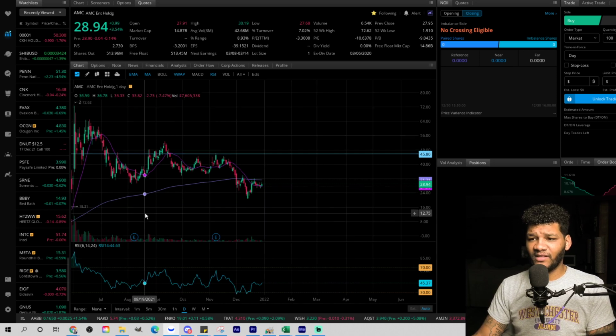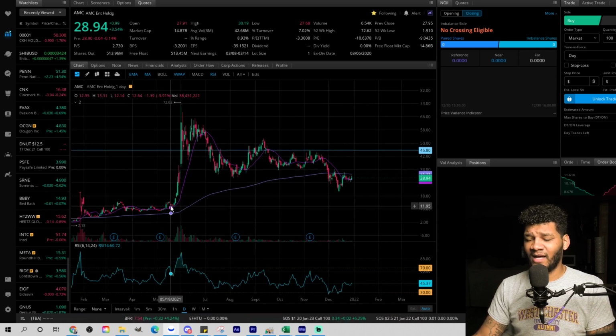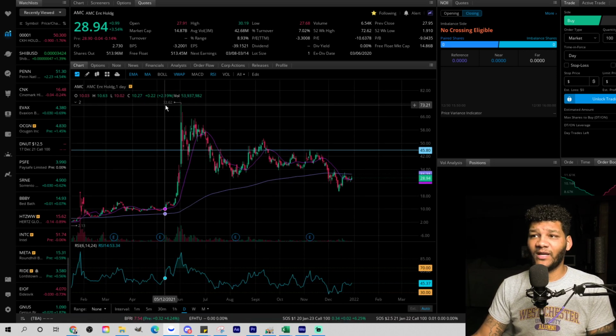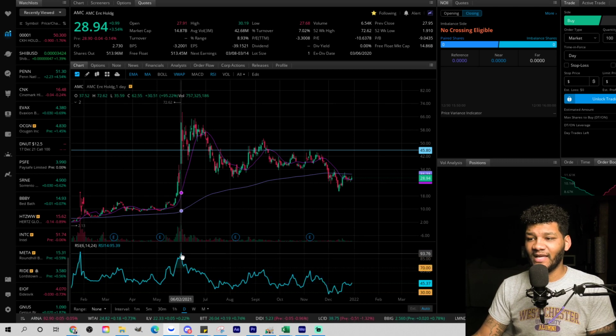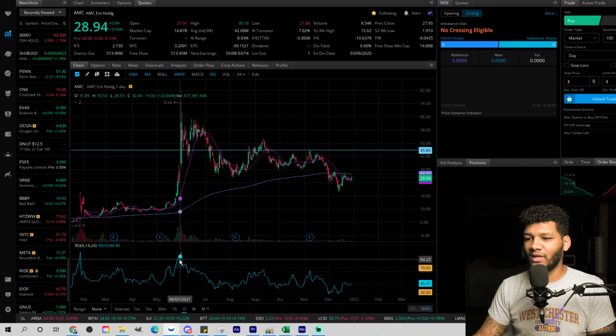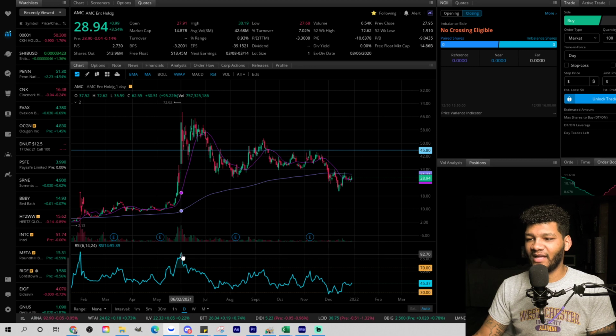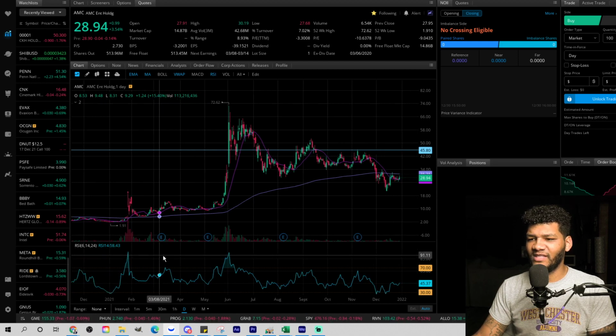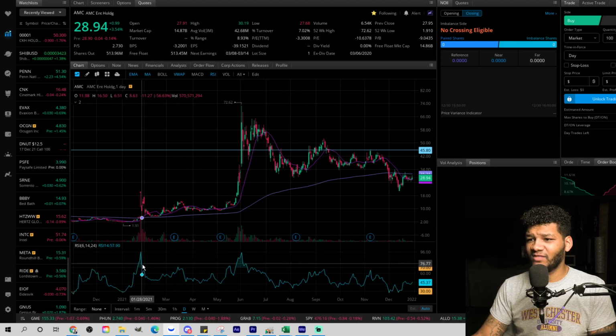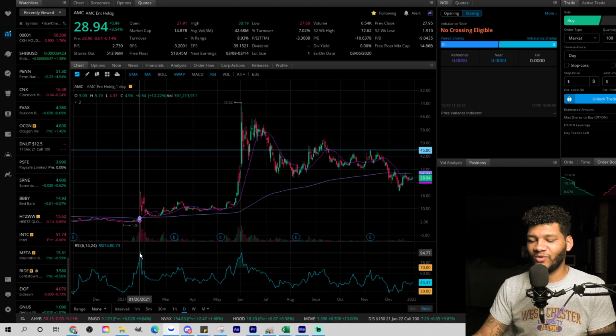But basically, when you look at this RSI, let's go back to the time when AMC jumped up to $72. You can see that this is well overbought up in this area. It's up in the 90-ish area, 92, 95-ish. However, you can see the same type of price movement all the way back here when the price was way lower.